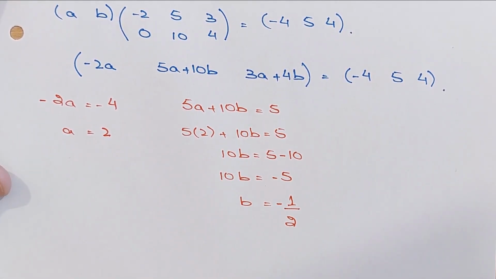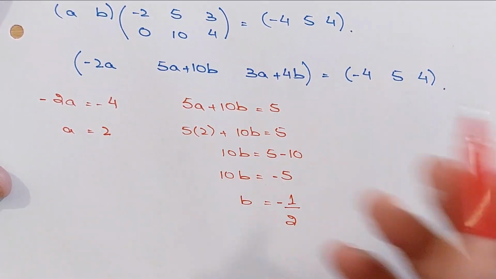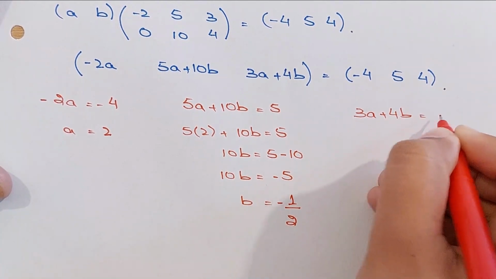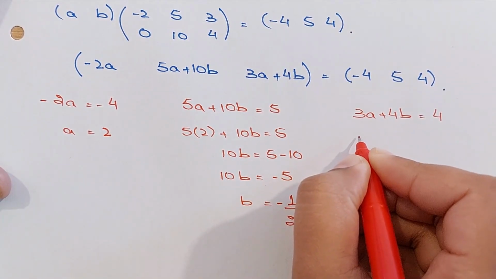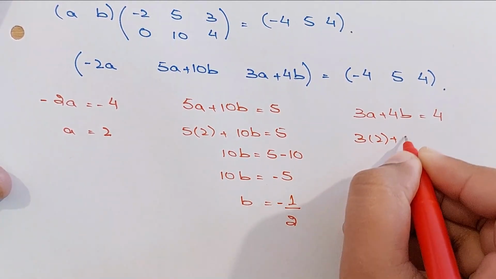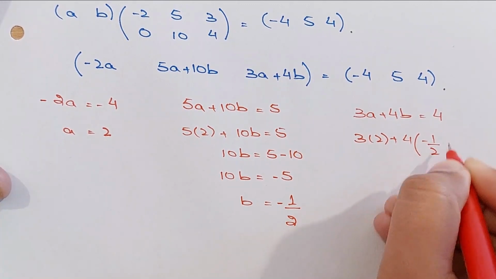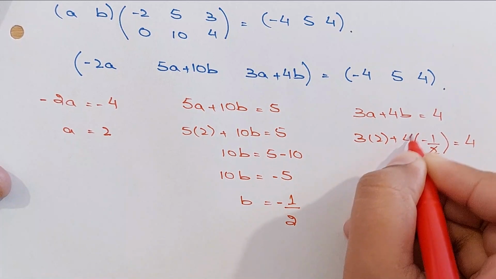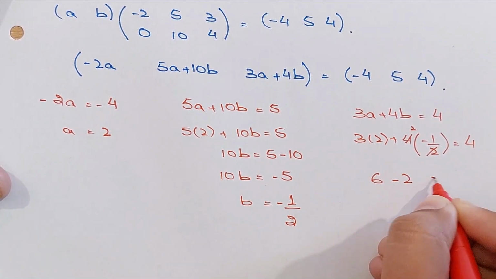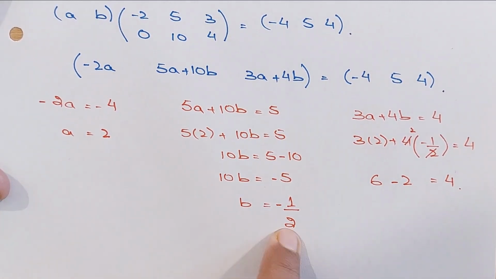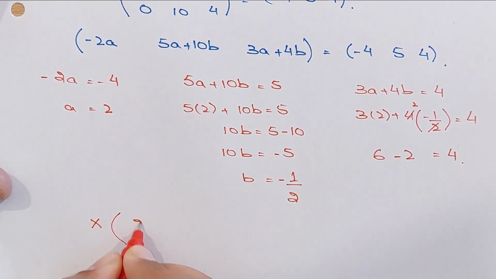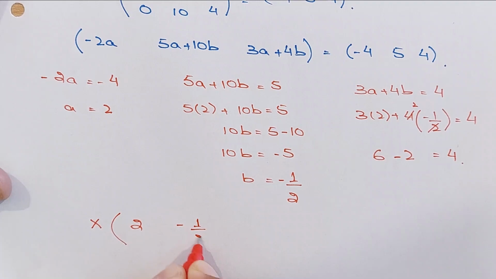And we can check that the values are the same, so we put them in 3A plus 4B equals 4. A is 2, so 3 times 2, and B is minus 1 by 2. This must be equal to 4. 3 times 2 is 6, and 4 times minus 1 by 2 is minus 2. So 6 minus 2 equals 4. So A is 2 and B is minus 1 by 2. So the matrix X we can say is AB, that is 2 and minus 1 by 2.